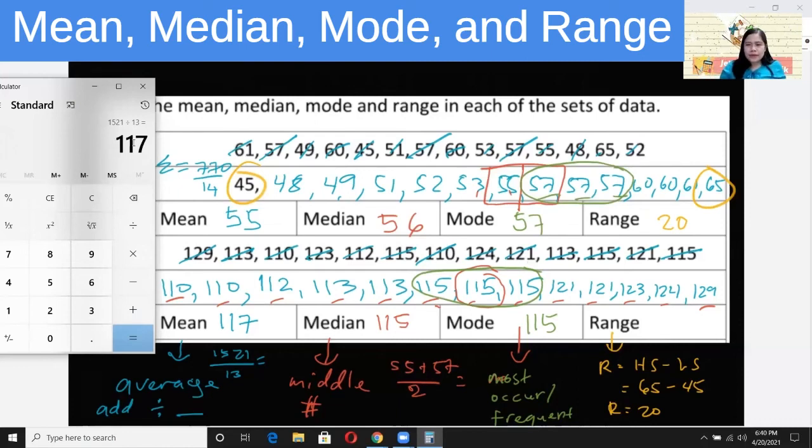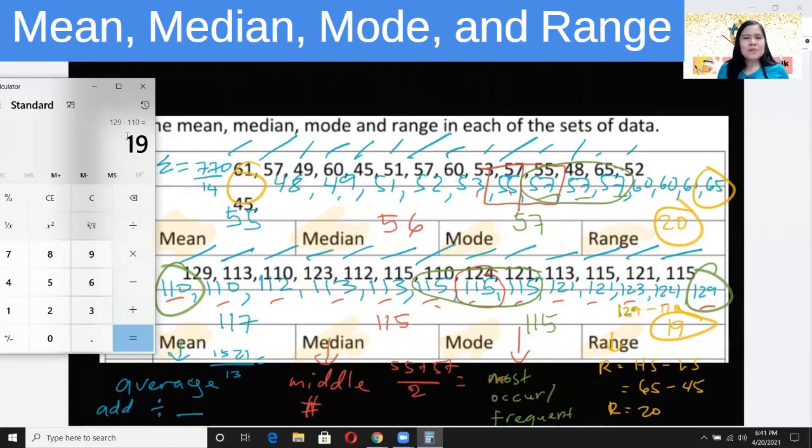Okay, and then for the range, we simply subtract the lowest score from the highest score, which is 129 minus 110. I'll use a yellow marker so that you will see the difference. 129 minus 110, let us use a calculator. The answer is 19. Okay, so that's it.